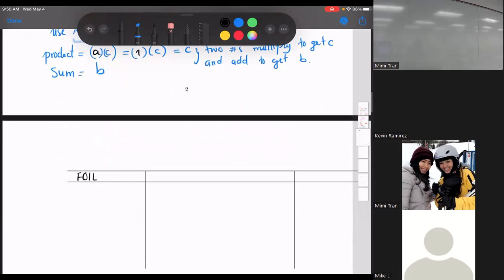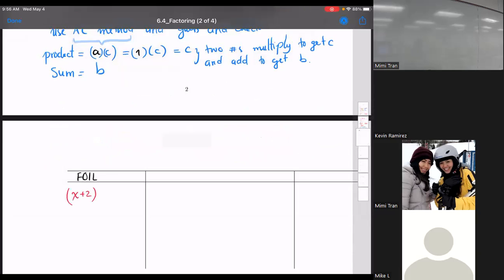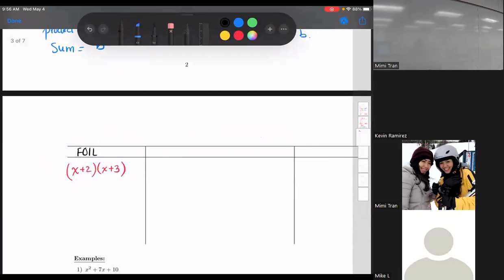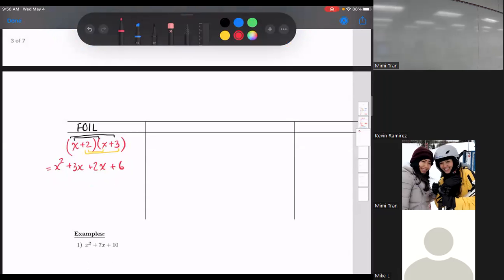If I give you, for example, x plus 2 times x plus 3, and ask you to FOIL it, so it's in factored form, I ask you to FOIL it. You do what? First, outer, inner, last. So first is x times x, which is x squared. And then x times 3 is 3x. And then 2 times x is 2x. And then 2 times 3 is 6.